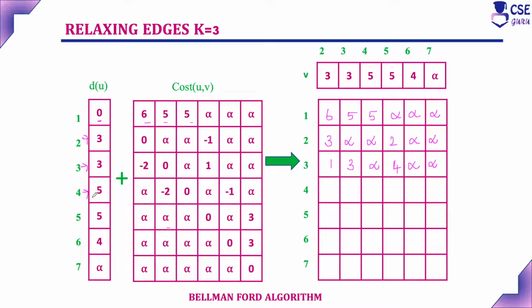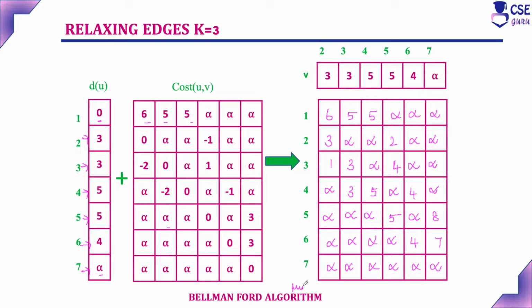Next for vertex 4, 5 plus infinite, 5 minus 2, 3, 5 plus 0, 5, 5 plus infinite, 5 minus 1, 4, 5 plus infinite. Next for vertex 5, 3 infinites, then 5 plus 0, 5, 5 plus infinite, 5 plus 3, 8. Next for vertex 6, 4 plus infinite, then here 4 plus 0, 4, 4 plus 3, 7. Next for vertex 7, all infinites only. So this is the new cost matrix we got in the third iteration by relaxing the edges, k equal to 3.